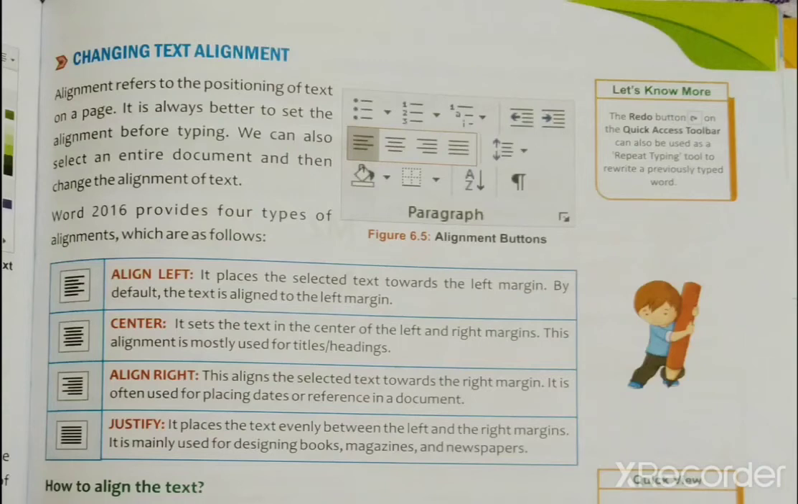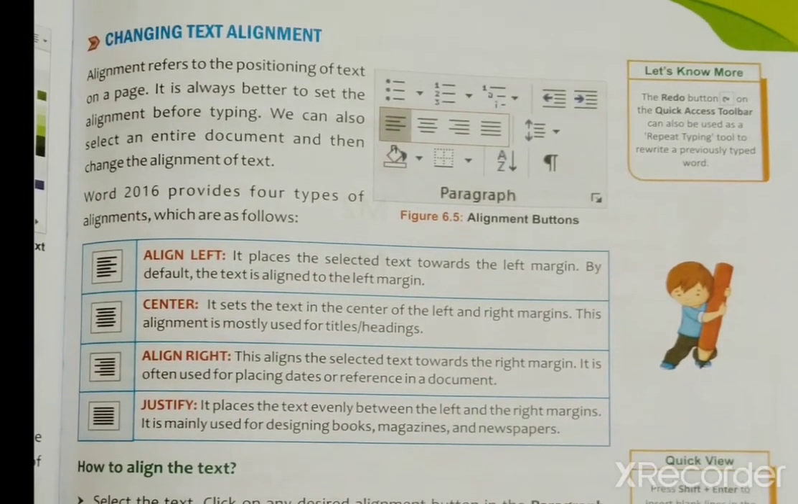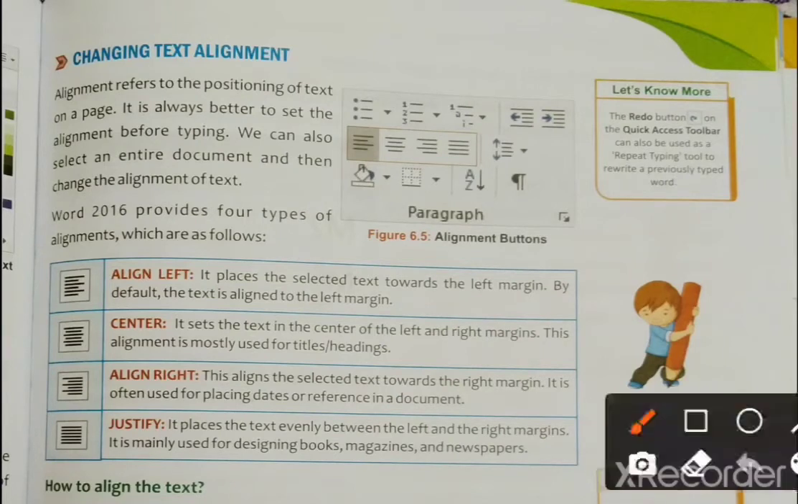Now, my dear students, as you can see on the screen is your next page, page number 67 of your computer book, and we are going to discuss the next topic, that is changing text alignment. It is very interesting. What is alignment? Alignment refers to the positioning of text on a page.